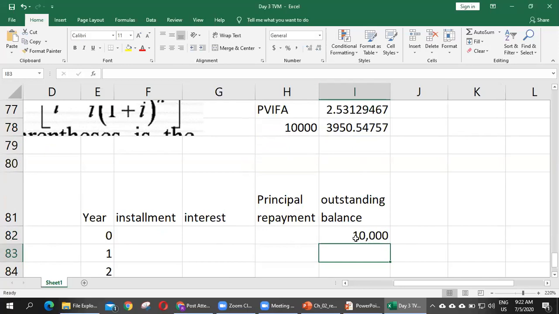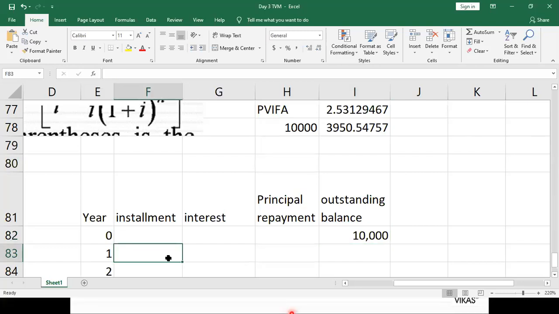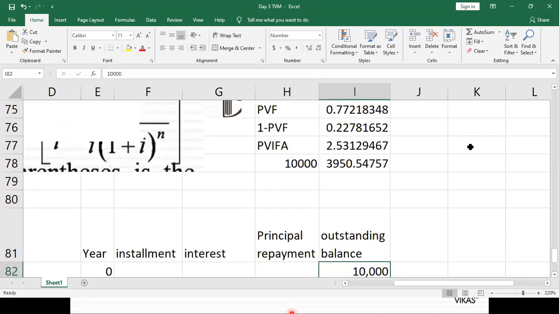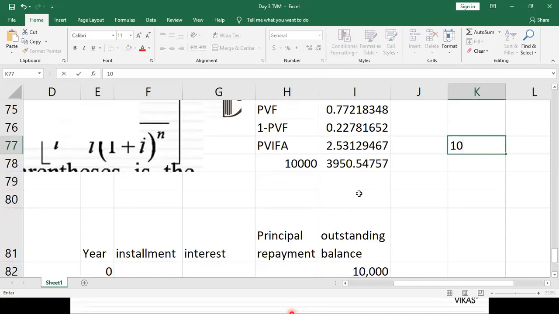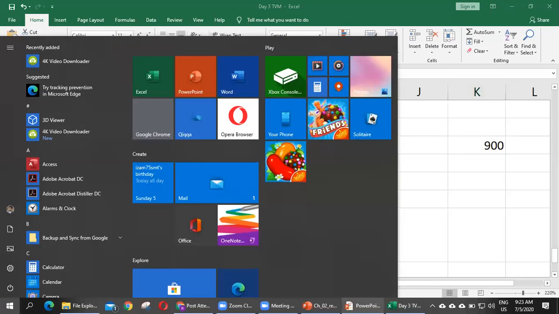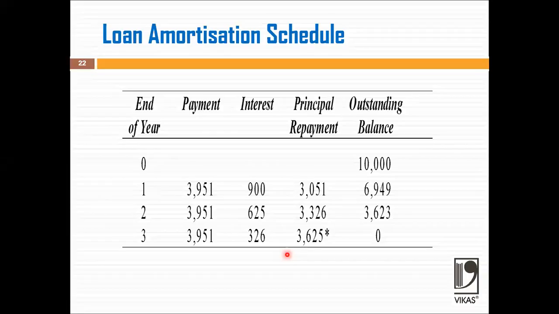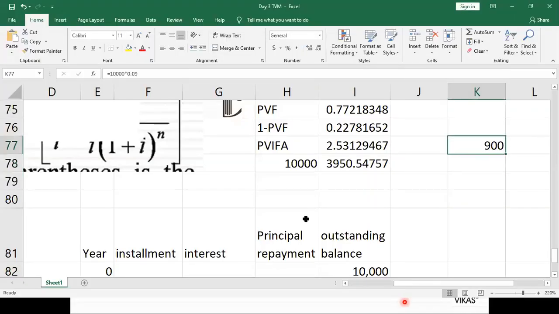So at the beginning of year 1, you pay the first installment at the end of year 1. The installment is 3,950. So how do we find the interest? For 10,000, our amount is 10,000, and the rate of interest is 9%, 0.09. Then how much? 900. Interest is 900. How do we calculate it?